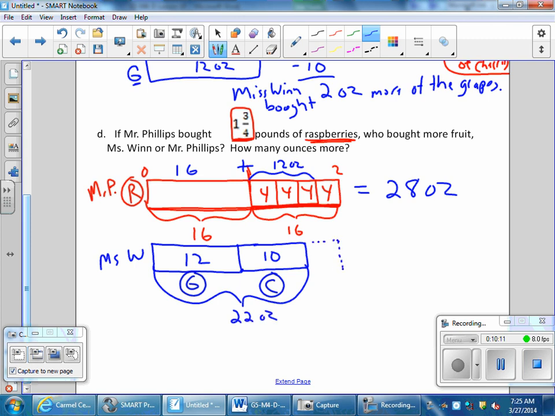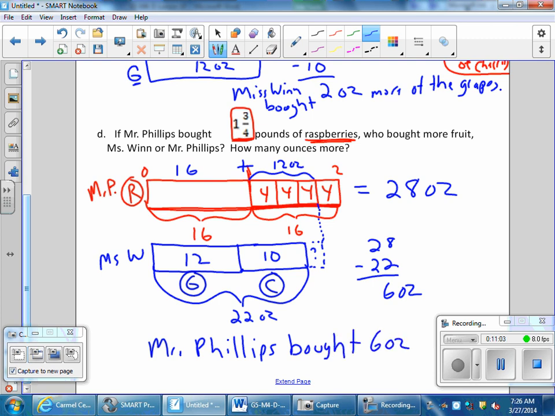The difference between the 28 and the 22 is how many more ounces Mr. Phillips is going to have than Miss Wynn. With my tape diagram, I can clearly see. 28 minus 22 is 6 ounces. Mr. Phillips bought more. 6 ounces more.